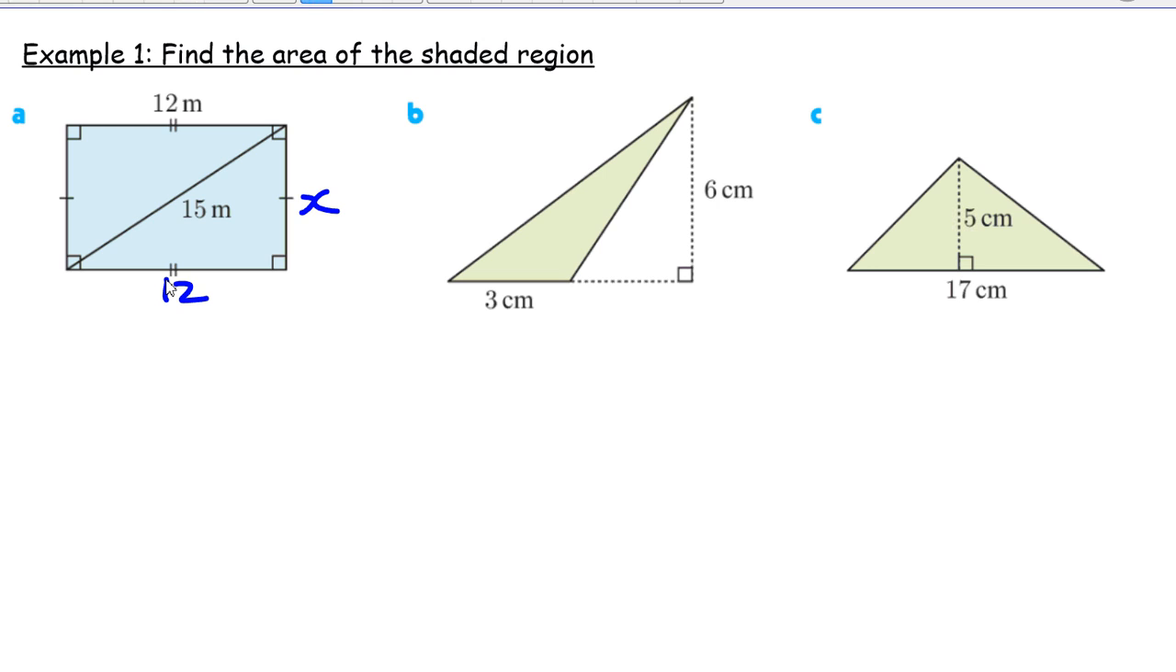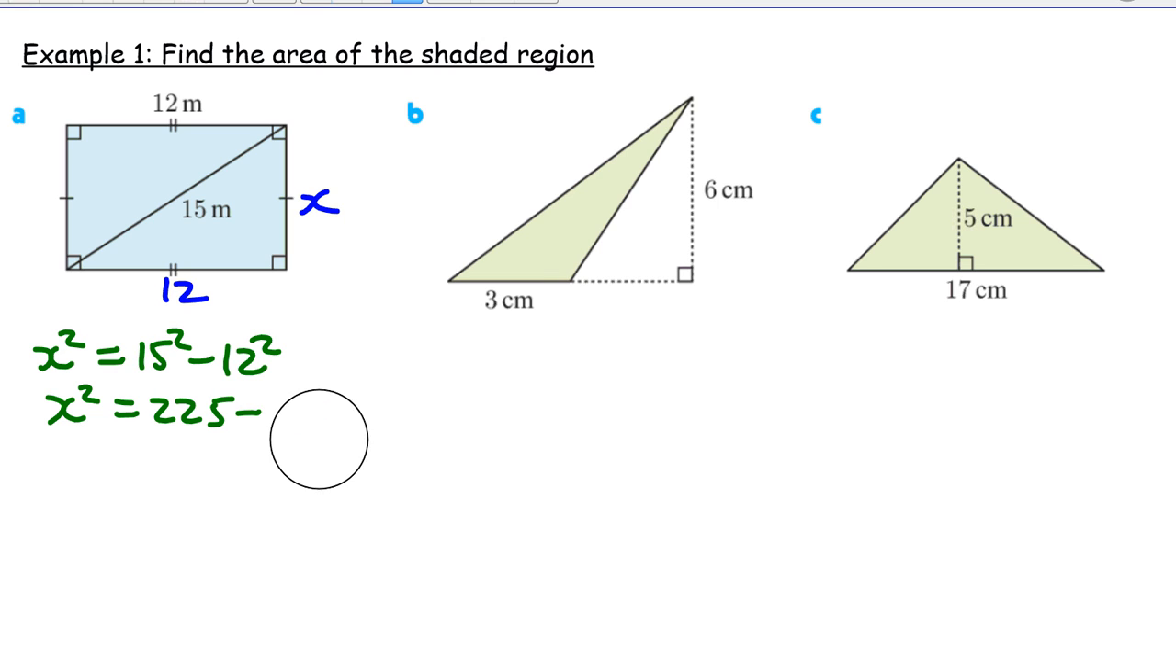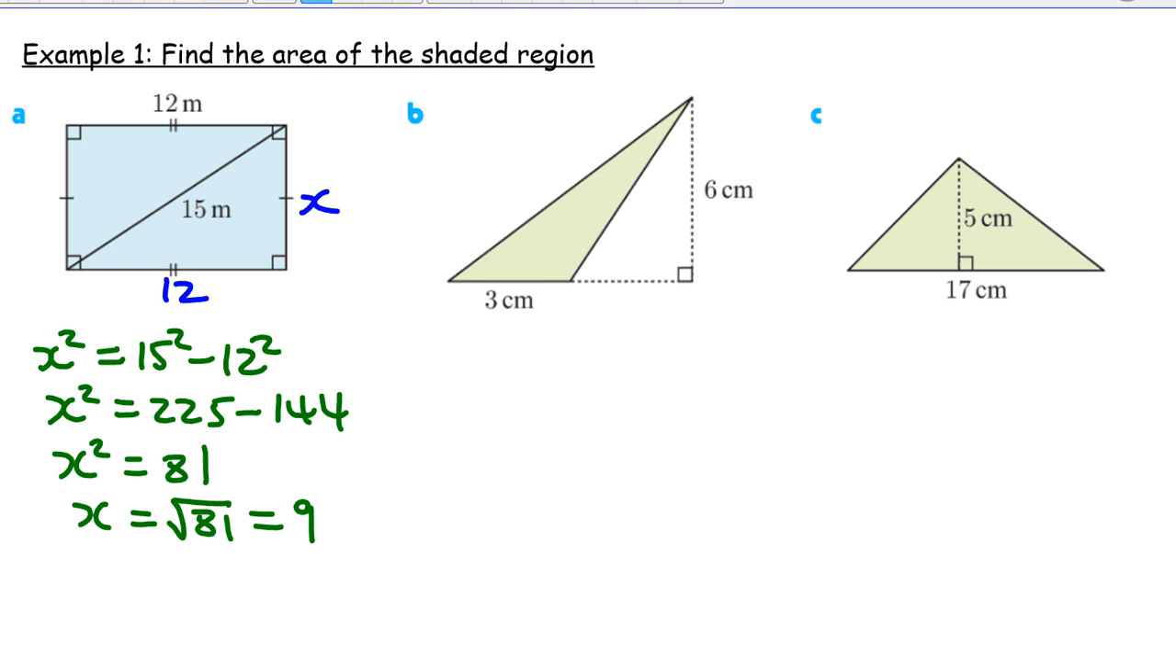So the first step will be calculating what the height is, and we will apply Pythagoras theorem. Now, since you're finding the shorter side, we are going to subtract. So we'll have x squared is equal to 15 squared minus 12 squared. So x squared will be equal to 225 minus 144. So x squared will be equal to 81, which means that x will be the square root of 81, which will be equal to 9.